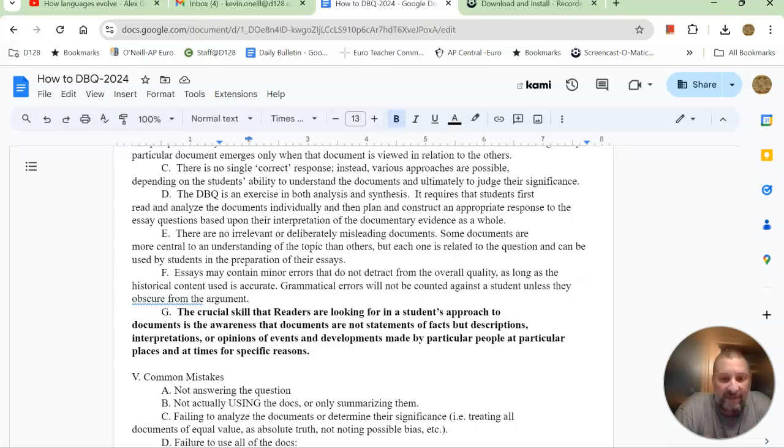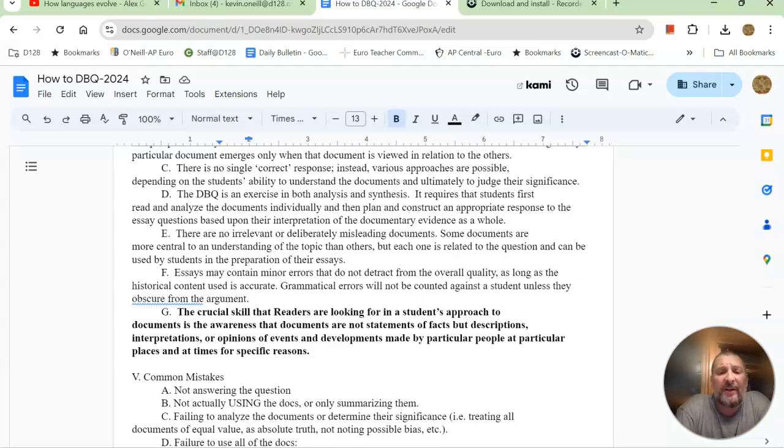We understand that, okay? Grammatical errors will not be counted against the student unless they obscure from the argument. So basically, don't write in text speech. Don't write like LOL. Can you use abbreviations? You can use standard abbreviations, Holy Roman Empire, Great Britain, HRE, GB, those type of things. But don't get crazy. You don't want to remind the reader that they're reading a teenager's essay.